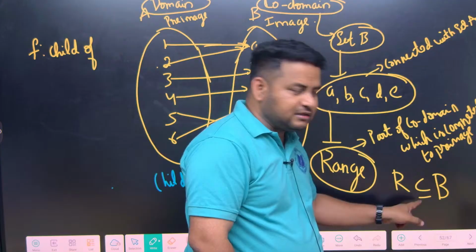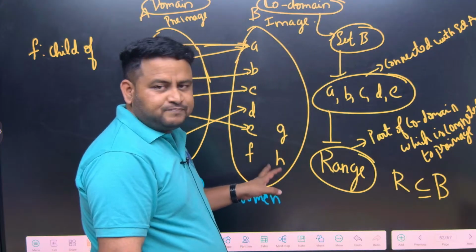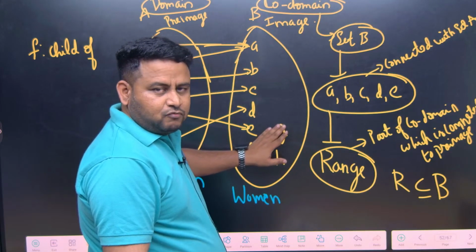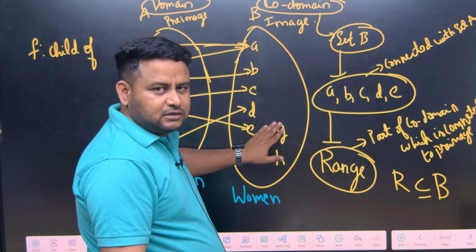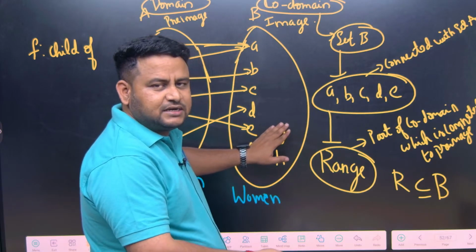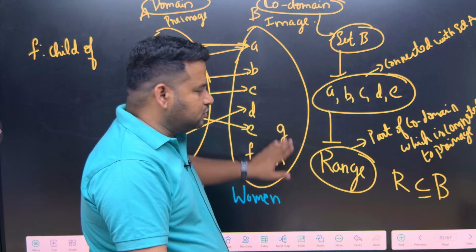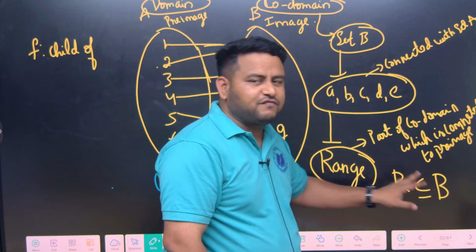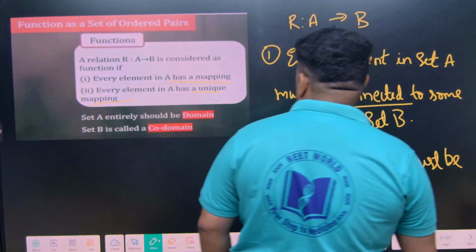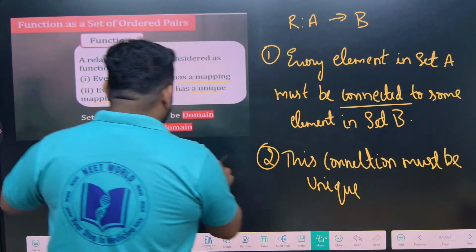I have written equal because if I remove F, G, H here, this codomain and range will become equal. Whatever is in the codomain, everything will become range. So if I remove FGH, range is nothing but equal to codomain. So range is a subset of codomain. So this is the thing you have to know when it comes to codomain and domain.